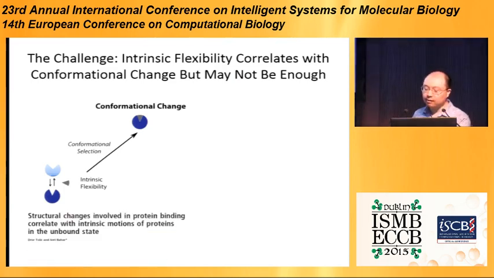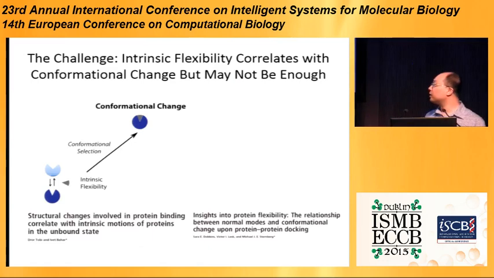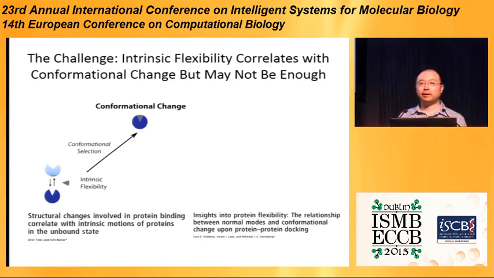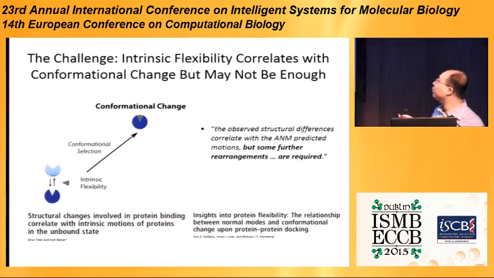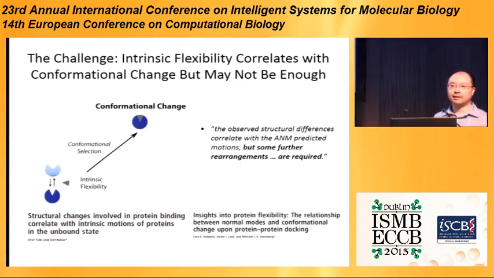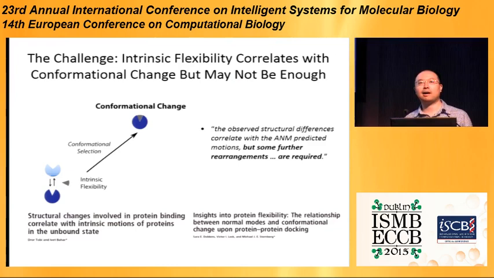So if you believe that this is adequate, you would think that the intrinsic flexibility should capture the conformational change very well. Actually, there are two seminal works which tell that it's pretty much the case. If you look at the normal modes calculated on the unbound proteins, these normal modes correlate with the observed structural differences or the conformational changes, but there's always a catch: they found there are some cases where conformational selection alone is not adequate. So what do we search beyond intrinsic flexibility?